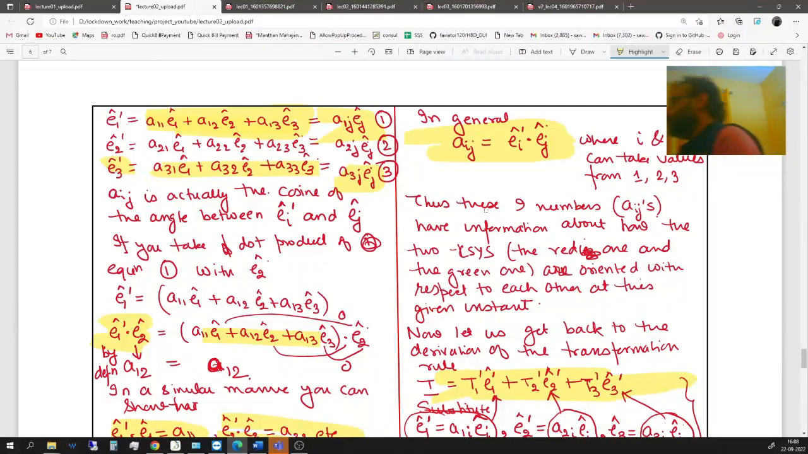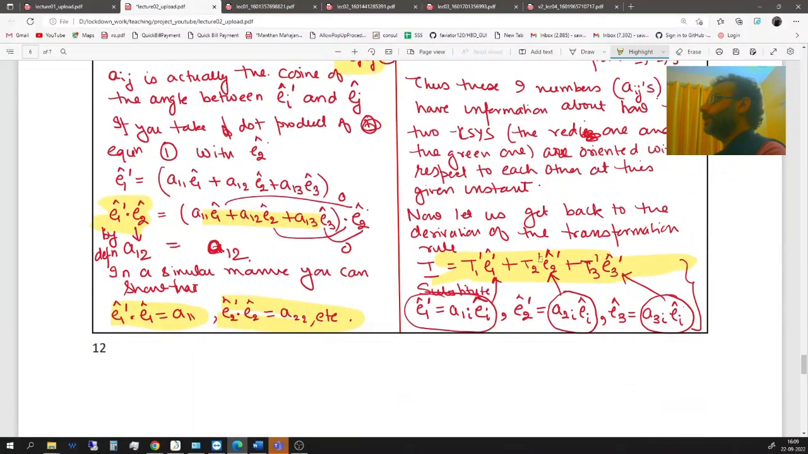So coming back to these 9 numbers, what these 9 numbers convey to us, or the information that they have within themselves, is how the two coordinate systems, the red and the green one, are oriented with respect to each other, right? Direction cosines. Now let us go back to the derivation of the transformation rule.